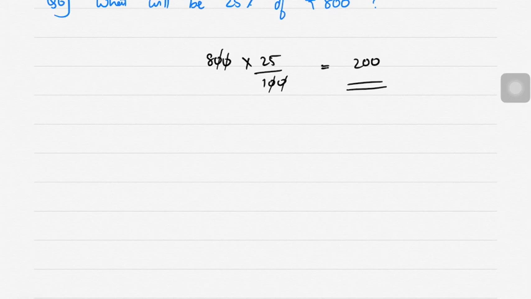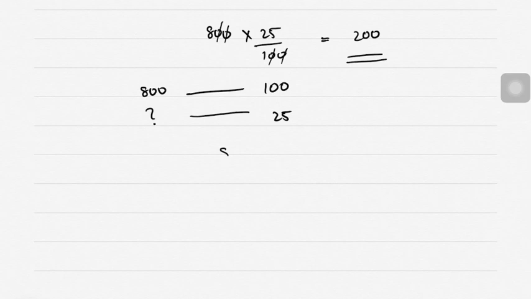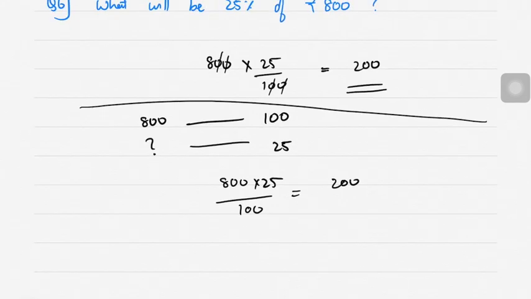What will be 25% of 800? That means if 800 is 100, then how much is 25? So cross multiply. 800 into 25 upon 100, which is 200. Right? So you can solve this way also.